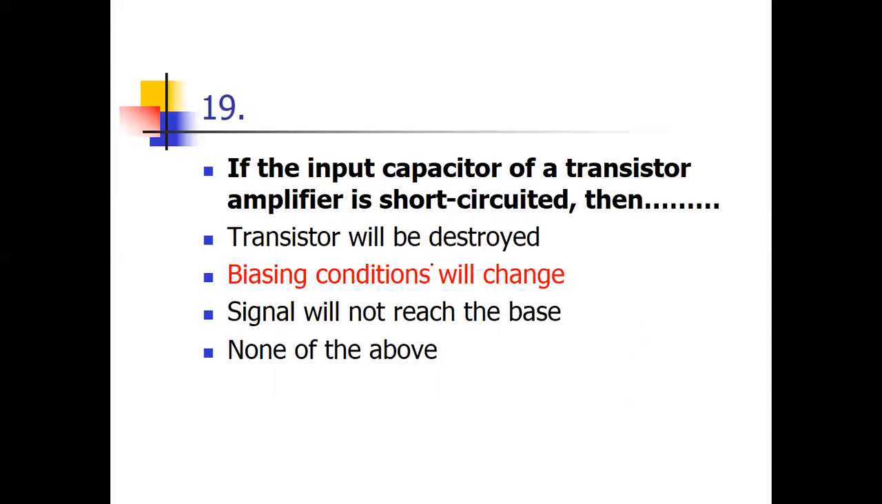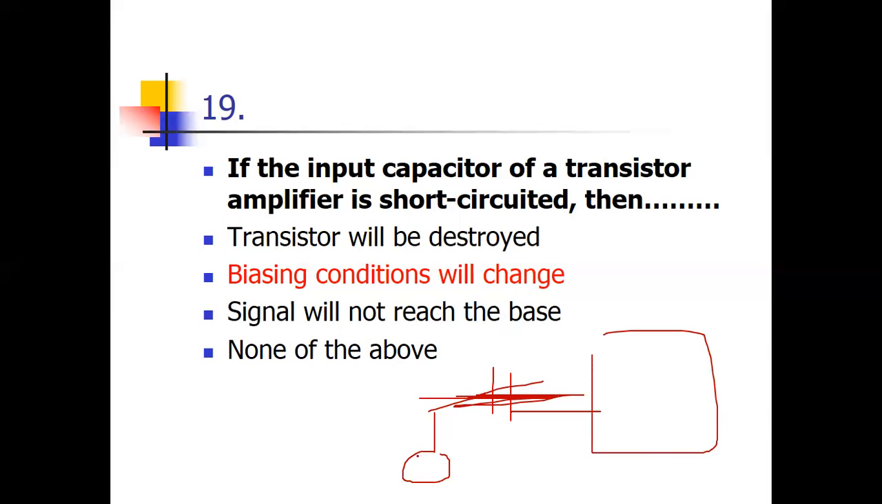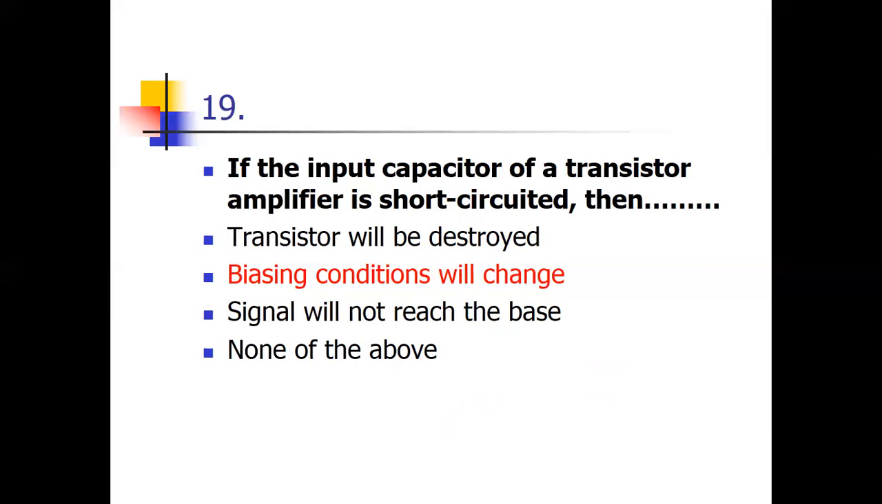If the input capacitor of the transistor is short circuit, then, as I have already explained, this is your input. If the input capacitor of the amplifier is short circuit, what will happen? It will affect the main circuit. That's why, as I have explained, for DC analysis the capacitor should be open circuit. If it is open circuit, your biasing circuit will be changed. Your biasing condition will change.